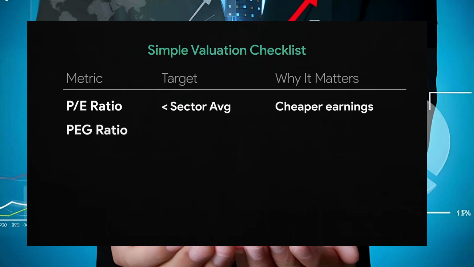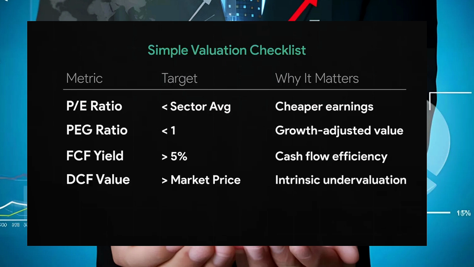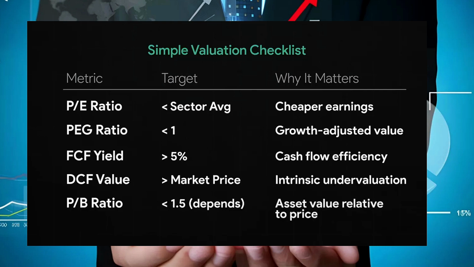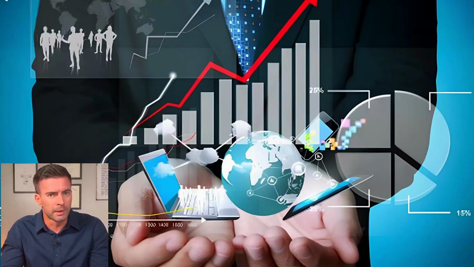The PEG ratio is one of my favorites, and you're looking for a PEG of under 1 because that's growth-adjusted value. The FCF yield, you're looking for greater than 5% because you want to find that cash flow efficiency. DCF value, you want it to be greater than the market price for that intrinsic undervaluation. And the price to book ratio, you want it to be less than 1.5 usually, and that's the asset value relative to the price. So let's go over each one of those just a little bit, just enough for you to start your research.